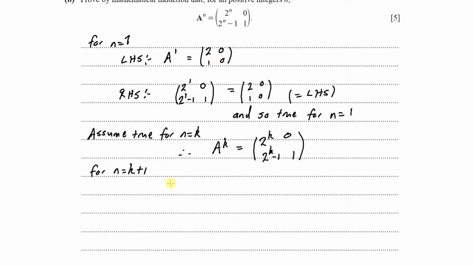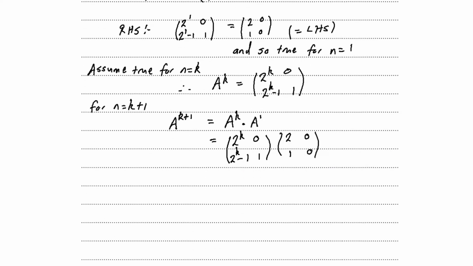So for n is equal to k plus 1, we are substituting k plus 1 for n, so it becomes A to the power of k plus 1, which is the same as A to the power of k multiplying A to the power 1. So here, for A to the k, we use the assumption, and on our assumption we've gotten 2 to the k, 0 and 2 to the k minus 1, 1, and we're multiplying that by the matrix A, which is 2, 0, 1, 0. So let's multiply those two matrices.